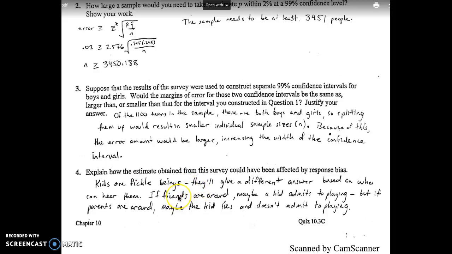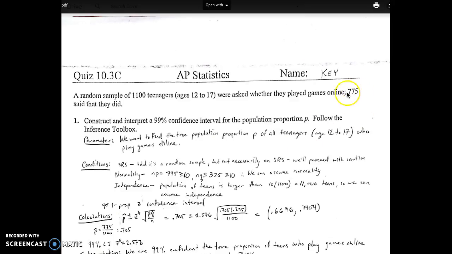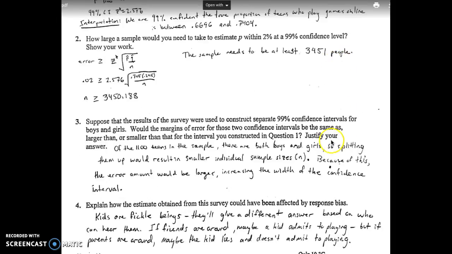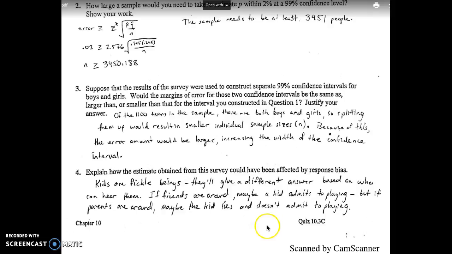If their friends are around, maybe the kid is going to say, oh, of course I play, because it's socially acceptable to play video games among your friends. But if their parents are around, maybe the kid's going to say, oh, of course I don't play video games, because their parent maybe wants them to be doing homework, taking care of siblings, or working or something else. They're not going to admit that they play, and that would lower the proportion who said that they did play games. So those are different forms of response bias that could have affected the survey results.